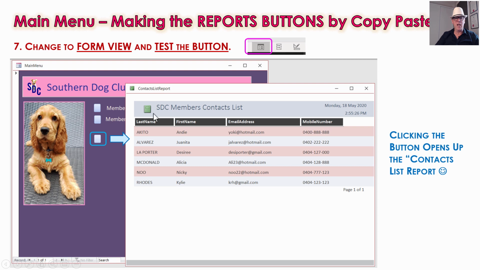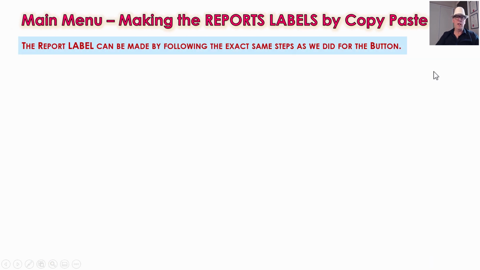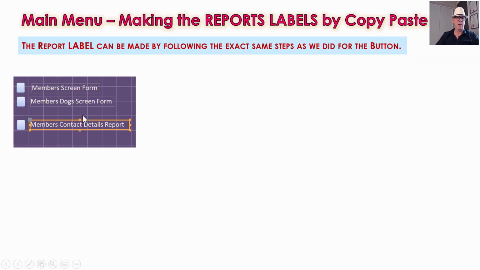When you click on that button, yay, it opens up the members contact list, and you can use this X up here to close that report. So that's all working really well. Now for the label, it's exactly the same step. You can click on the dogs one, Control-C, Control-V, any way you want to, copy and paste it and move it down here, and then click in it to edit it to say members contact details report. All right, so you go click, and then you can change the writing in it.